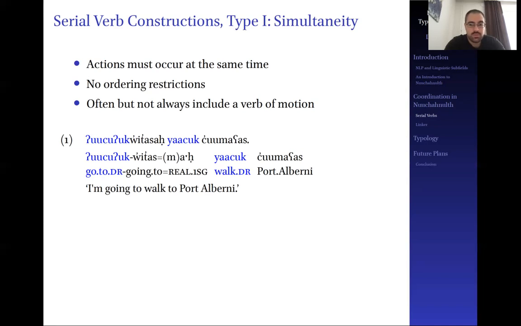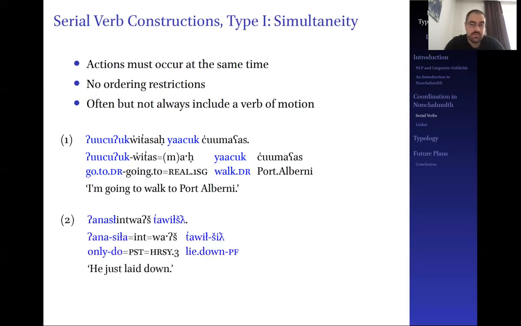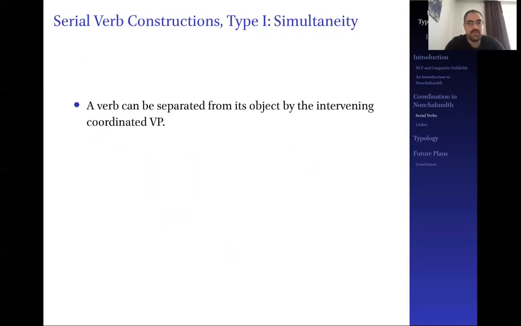I'm going to walk to Port Alberni. So there are 2 verbs here, and yatsuk, which are coordinated without any overt coordinator. Another example, the way to say just is do only. So he did only lying down. So he just laid down.